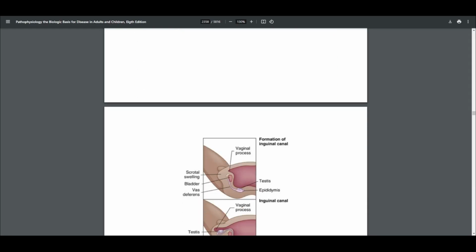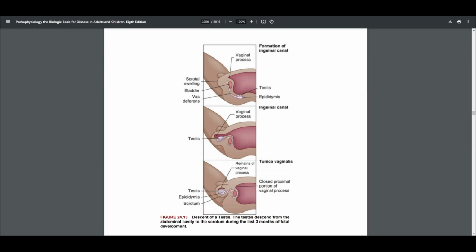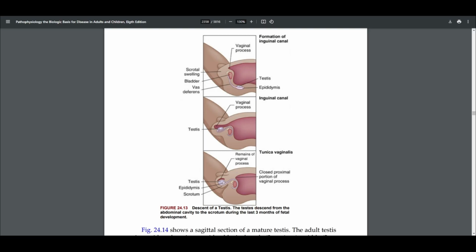So here we're taking a look at the formation of the inguinal canal and the descent of the testes. So again, if you need a refresher for your anatomy and physiology, it's a good spot to hit pause and review.